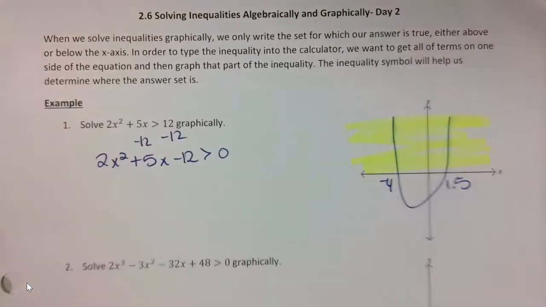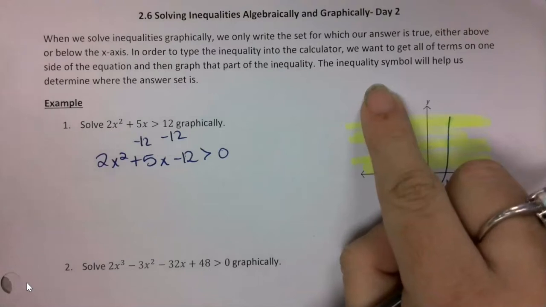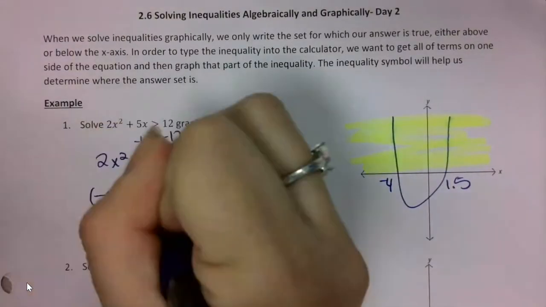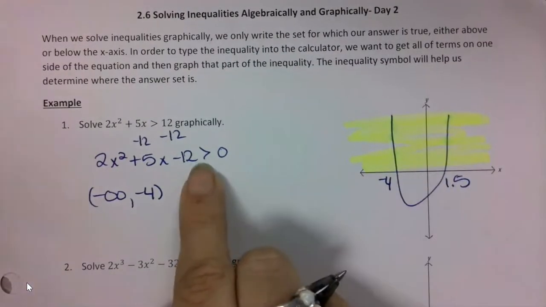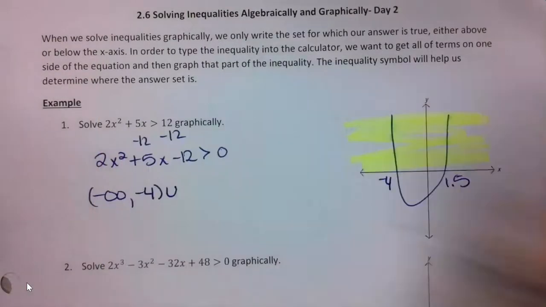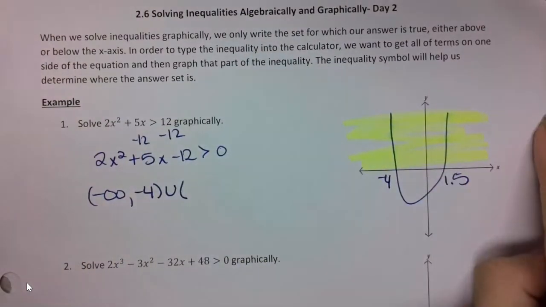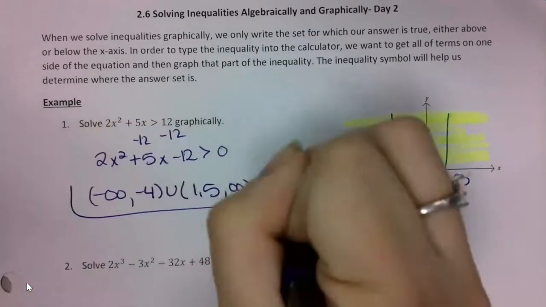Okay, so I want to list out these values. The more I go up, the more I go left over here. So I'm going to have -infinity to -4, because I stop at the x-axis. And I'm not including it because there's no line under this inequality sign. Then I have the U for union to put two sets together. And then I start up again at 1.5, and then I go right forever to infinity. And then this is my answer.